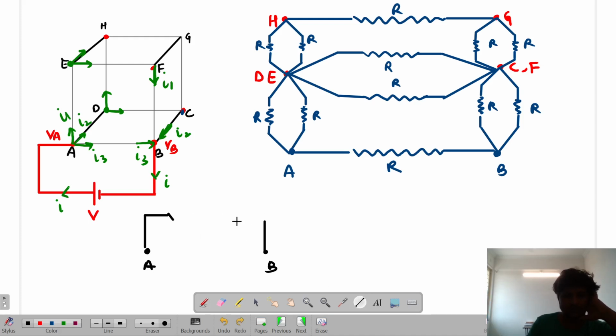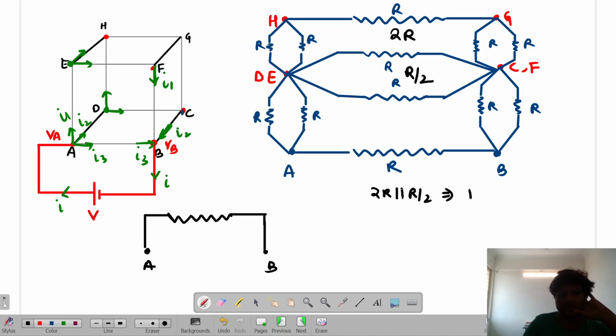Got it or not? And that 2R is connected in parallel with R by 2, or not? So 2R in parallel with R by 2 means what? This implies that R equivalent over here is 2R into R by 2, divided by 2R plus R by 2.